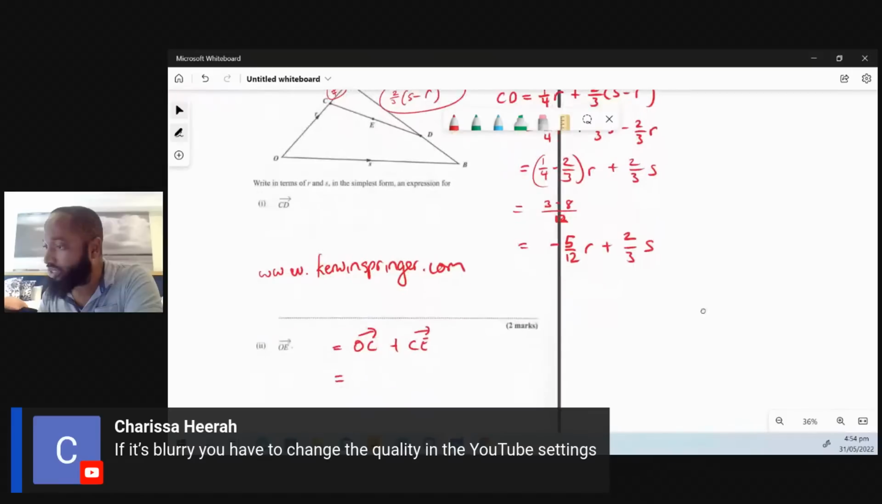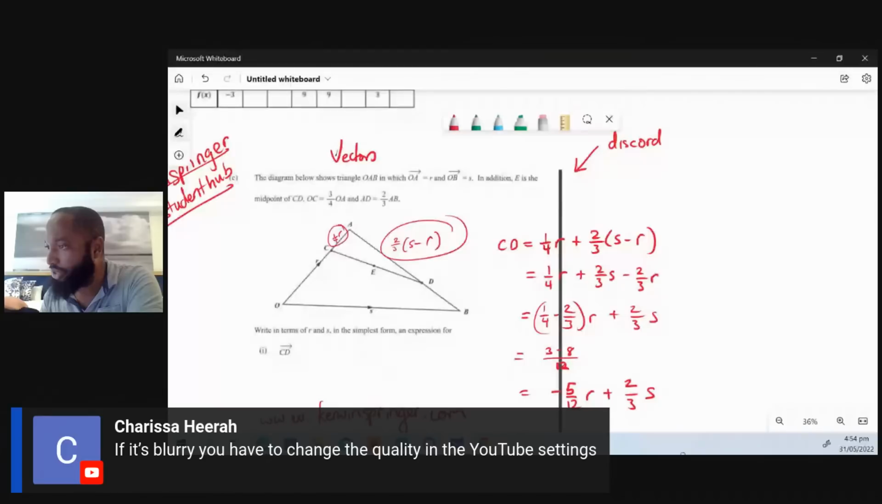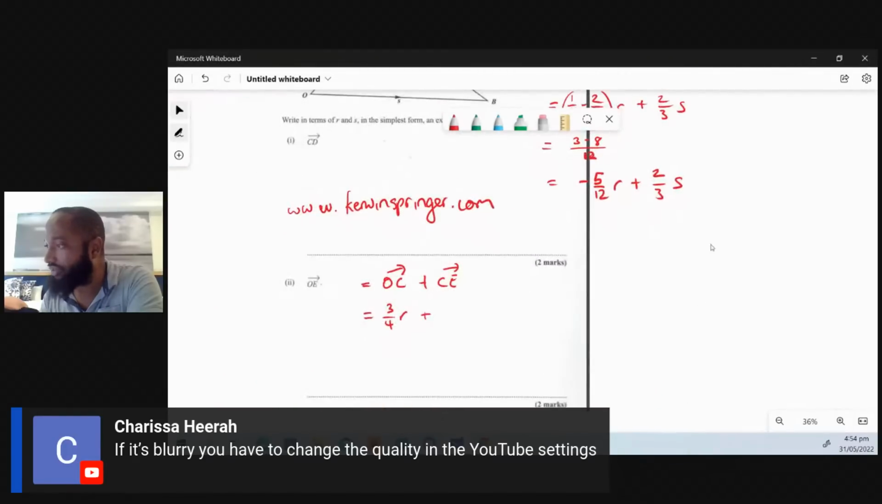O to C was 3/4 R, and C to E is half of this. E is the midpoint, so half of this thing here. So C to E is like, I could put -5/24 R plus 2/6 instead, S.